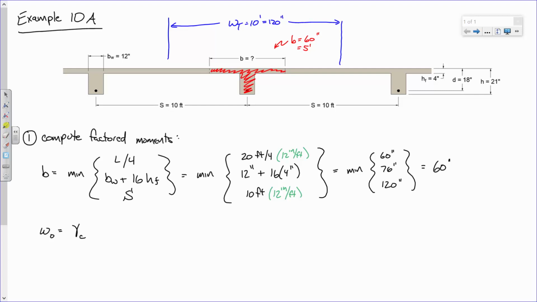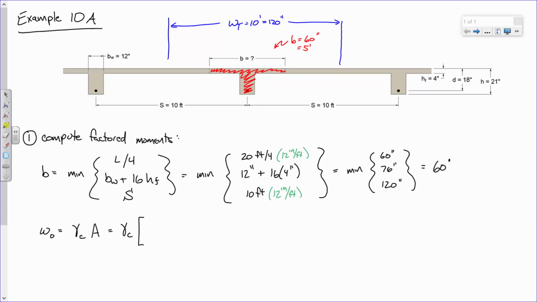Now, somebody said bh. Now, bh is true if you're talking about a rectangular beam. This isn't rectangular. This is a T-beam, right? So here's what I propose. When we compute the self-weight, we're going to take gamma times the area, okay? But the area, we're going to have to be a little careful with that.